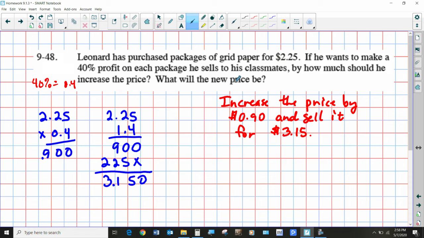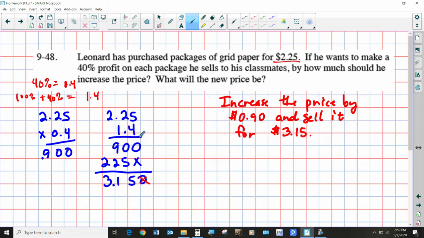If you wanted to find out what the new price would be, and you just want to do this in one step, then go ahead and multiply times the multiplier of 1.4, which is the 100% price that he paid for the grid paper plus the 40% markup. So by multiplying $2.25 times 1.4, this gives you $3.15. Remember, the extra 0 there really doesn't need to be there now because we're only going to focus on 2 decimal places for money, the cents and the dimes. So 5 pennies, 1 dime, $3, $3.15.